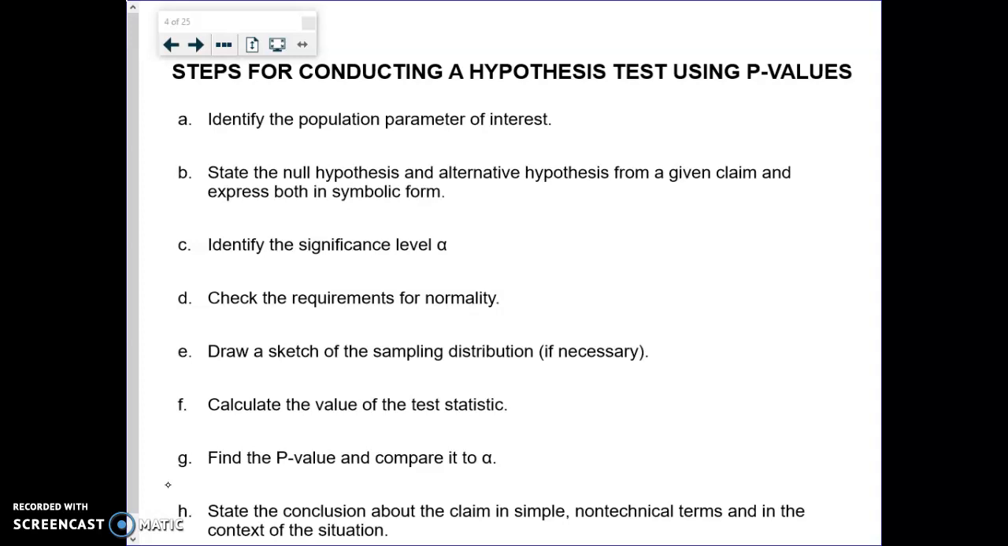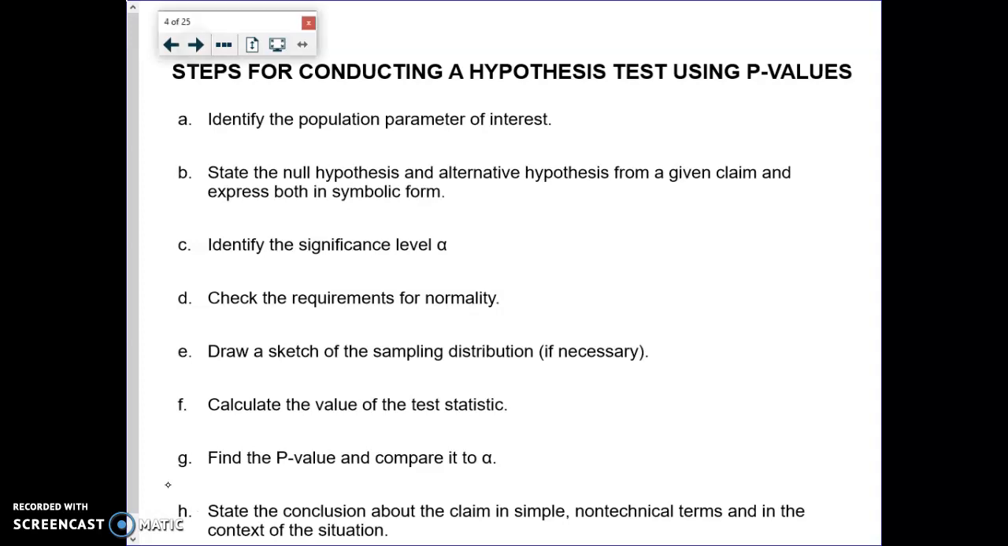And then we're going to have to state something called the null and alternative hypotheses from a given claim and express both in symbolic form. We'll show you how to do that. If we got time on this video, we'll do 3 examples that are on your student example worksheets. If not, we'll do that for the next video.